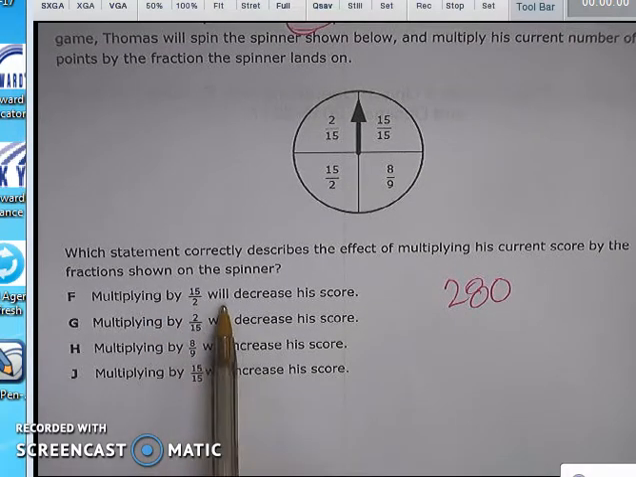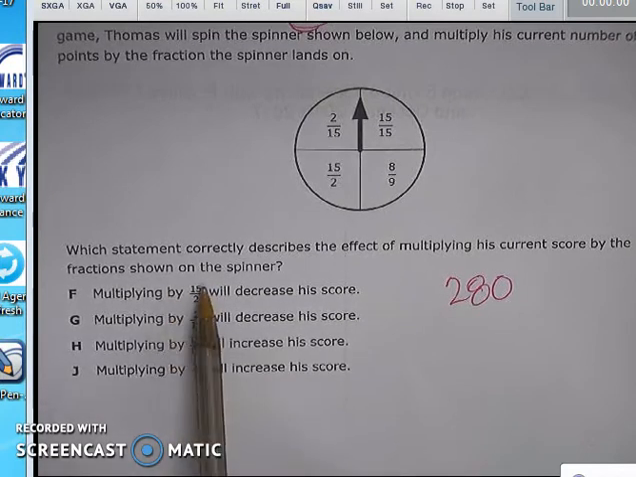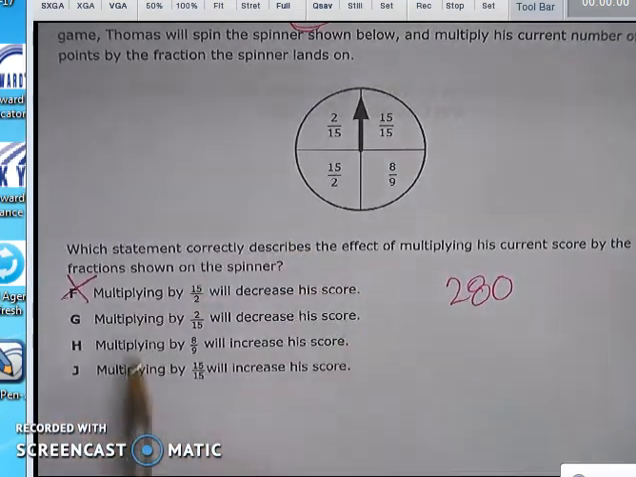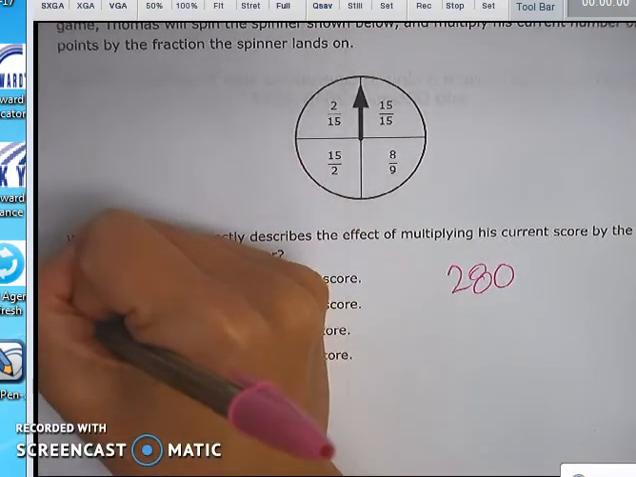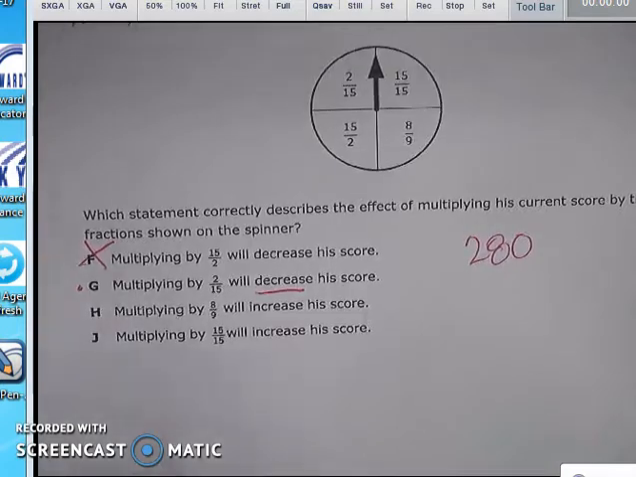Multiplying by 15 halves will decrease his score. Well, this is an improper fraction. It is more than 1. If you multiply something by more than 1, your score would go up. Multiplying by 2/15 will decrease his score. 2/15 is a fraction less than 1, so that is a maybe. If you multiply by less than 1, it decreases, so that's a maybe.